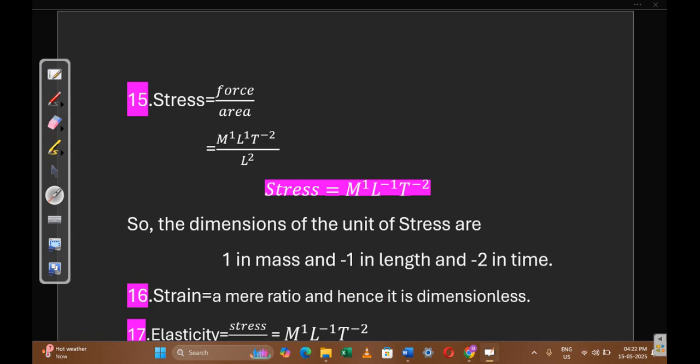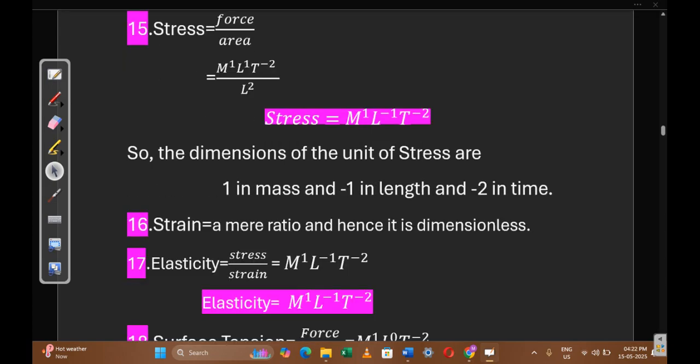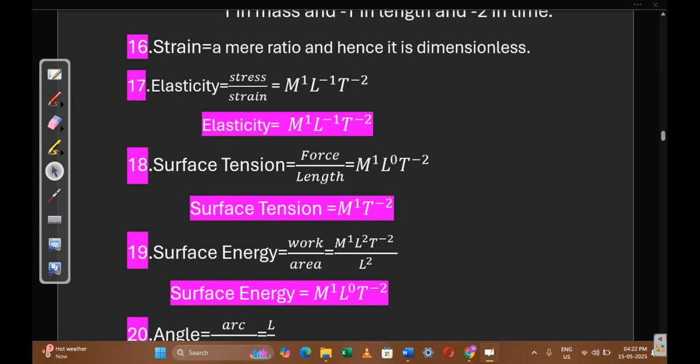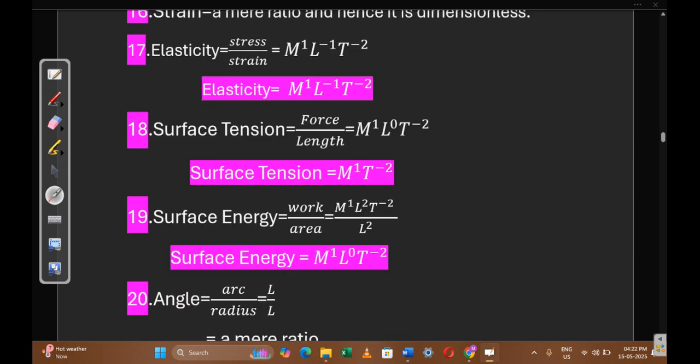Next one is elasticity. Elasticity is stress by strain. Elasticity has the dimension formula of stress, M L inverse T power minus 2. Next one is surface tension. Formula for surface tension is force by length. The dimension formula of force is M L T power minus 2. So surface tension is M T power minus 2.